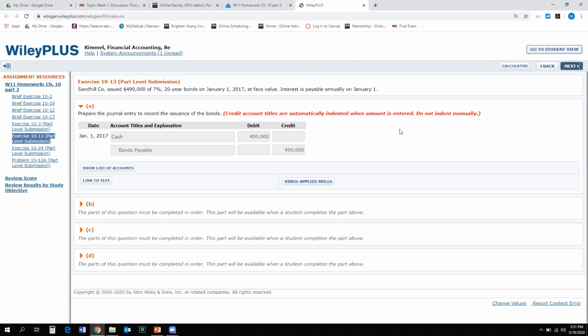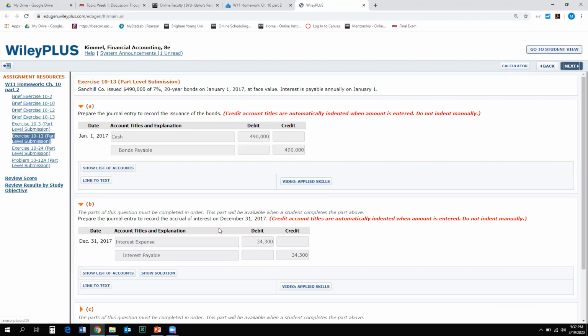All right, so this is 10-13 on the part 2 of the homework. So we have Sand Hill Company issues $490,000, 7% 20-year bonds at face value. So prepare a journal entry to record the issuance of the bond. So at face value, it's super easy. Your cash goes up by the face value, and your bonds payable goes up by that same amount. If only they always did it that way, it'd be great.